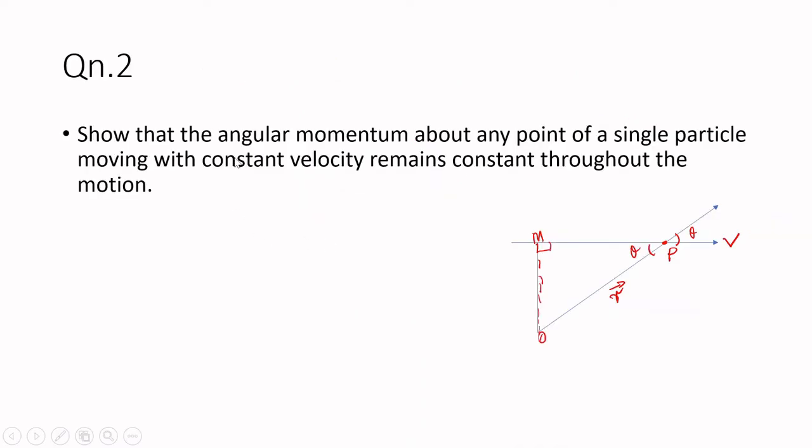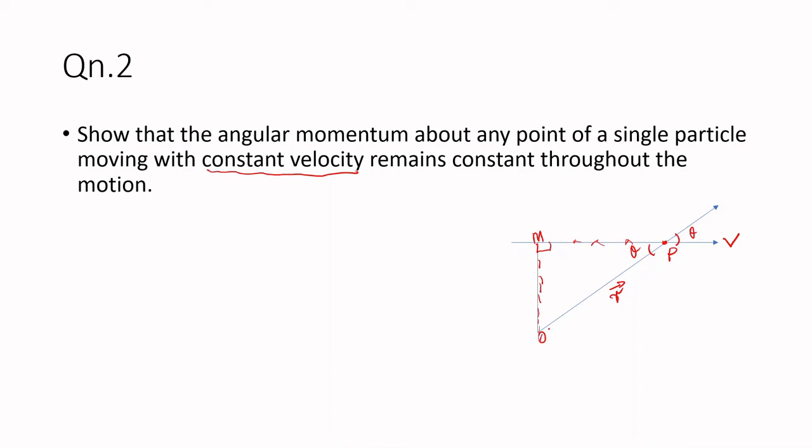In this question, show that the angular momentum about any point of a single particle moving with constant velocity remains constant throughout the motion. The information given in the question is that the particle is moving with a constant velocity v. The direction is shown in the figure. The position of the particle is at P. Now the question is asking whether, about any point, it may be here or here or here, the angular momentum will remain constant or not.